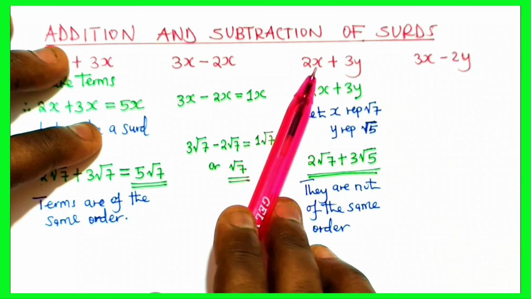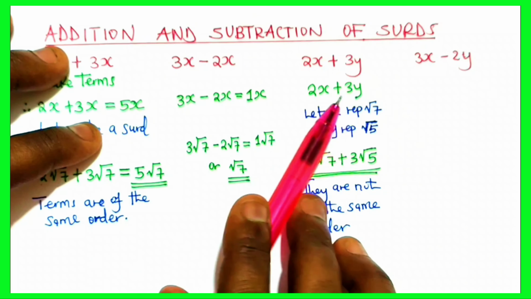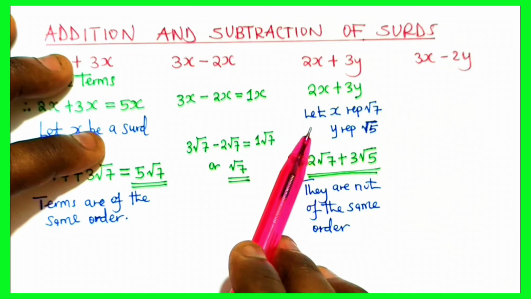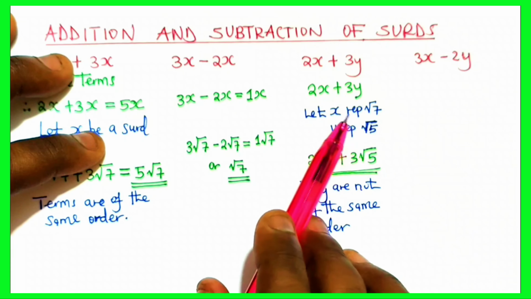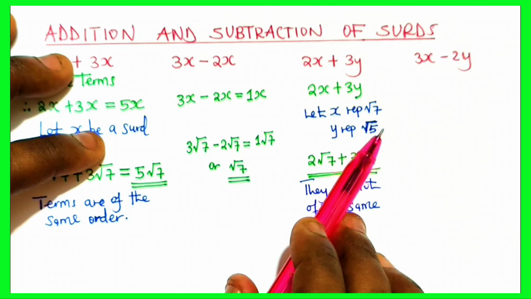Now, these terms are unlike, and since they are unlike, there's nothing we are going to do about them, so they remain the way they are. In equal measure, let's consider that we are dealing with surds here. Let x represent root 7 and y represent root 5.